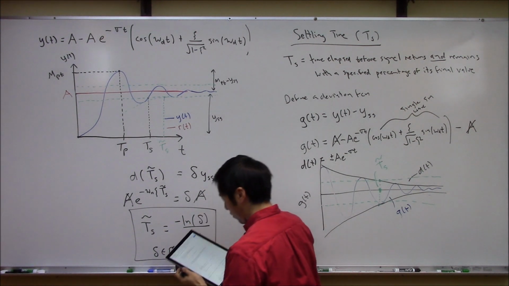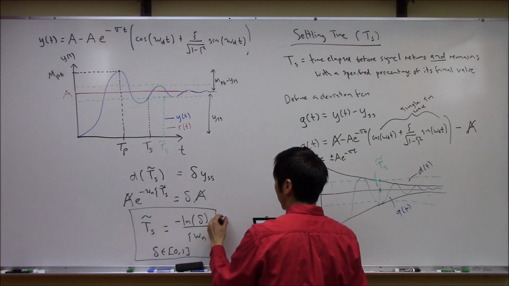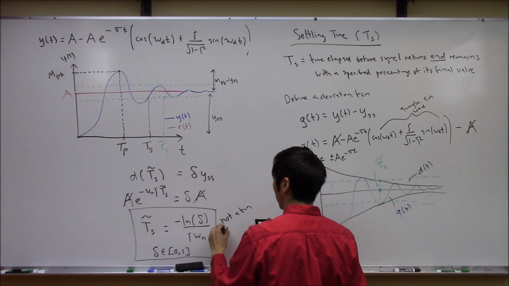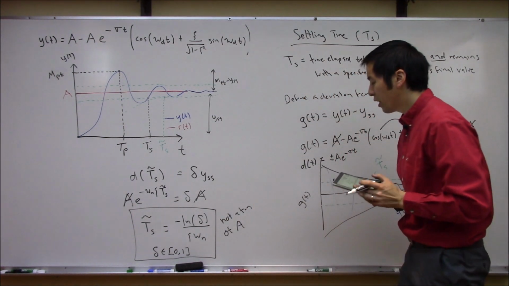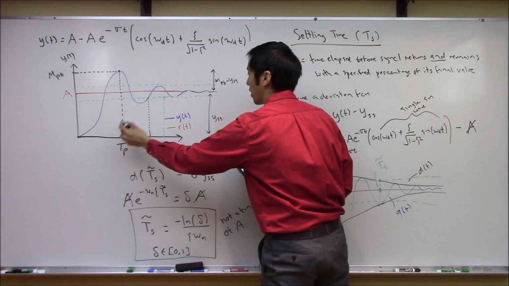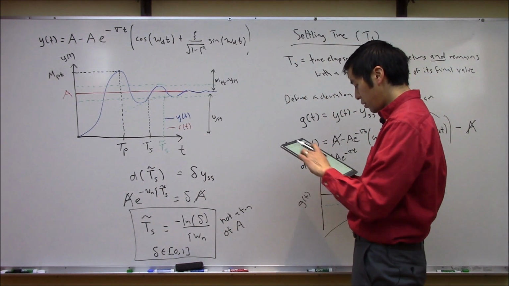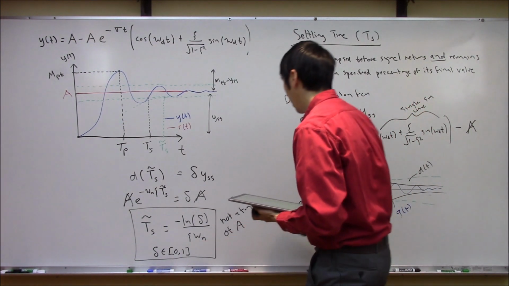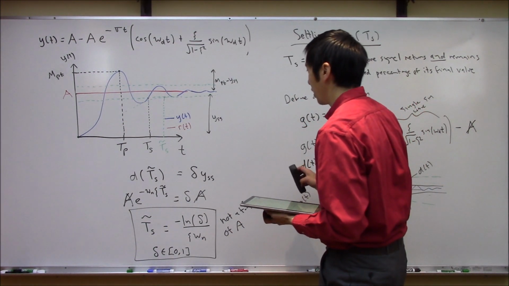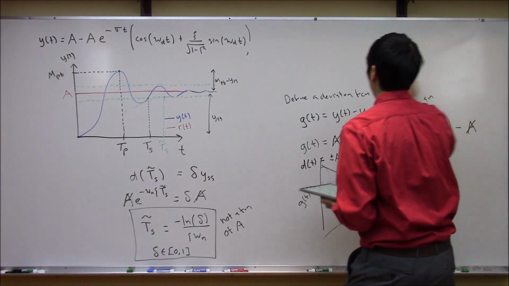Here's our expression for settling time. And again, the thing to notice here is it's not a function of A. So it doesn't matter how hard you hit this system, it's going to take the same amount of time to settle in either situation. Okay, so let's go do one last one here. The last one I want to look at is what's called rise time.